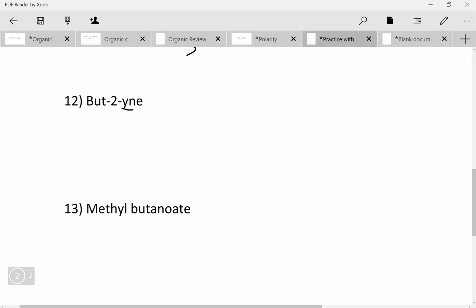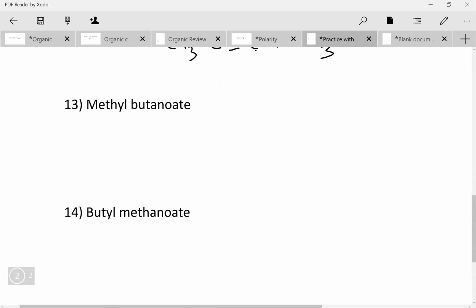But-2-yne. "Yne" stands for the alkyne functional group, so there's a triple bond after the second carbon in a 4-carbon chain because there's a "but". So 1, 2 carbon, 3, so H3. This has 4 bonds. This has 4 bonds, so we're all good. This is another CH3. This is but-2-yne.